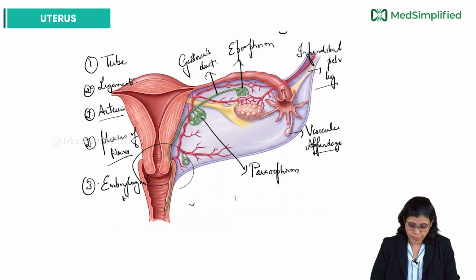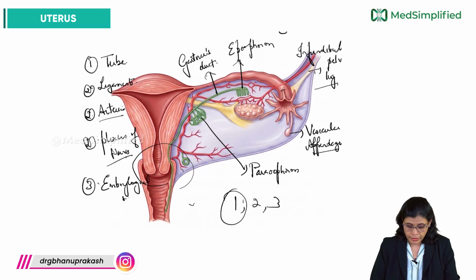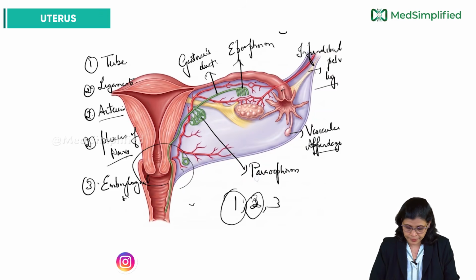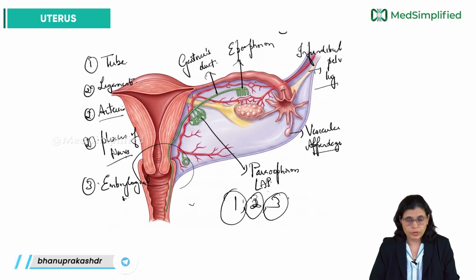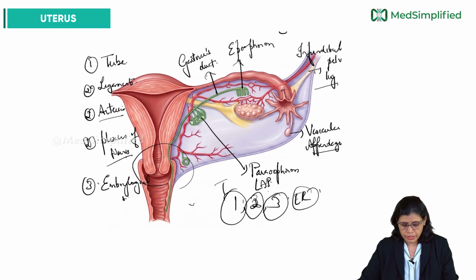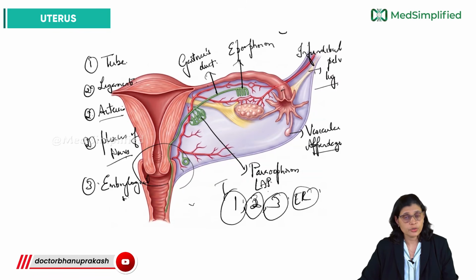So you have to remember 1, 2 and 3: one tube, two ligaments, two arteries, two nerve plexus, and three embryological remnants, 3 ER. That is how you can try to remember: 1 T, 2 LAP, 3 ER. One tube, two ligaments, two arteries, two nerve plexus, as well as the three embryological remnants.